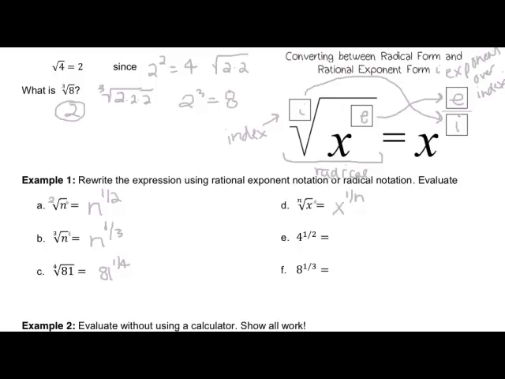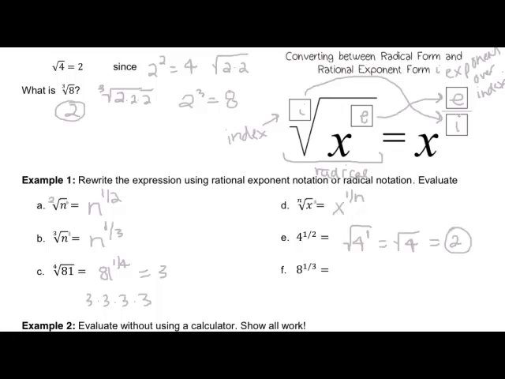Now I want you to think about 81 for a second and the 4th root. We want a number that we're going to multiply 4 times to get 81. So this is going to be equal to 3 because 3 times 3 times 3 times 3 equals 81. For part E, if we're raised to the 1/2 power, again, the top number is our exponent, so this is 4 to the first power, and the denominator is our index, so this is going to be the square root of 4 to the first power. 4 to the first power is just 4, and we know that the square root of 4 is 2. So for part E, the answer is 2.